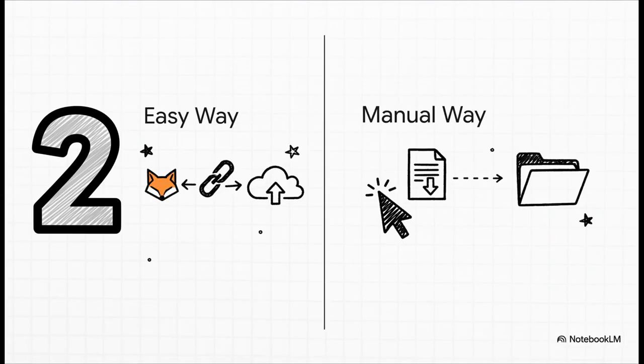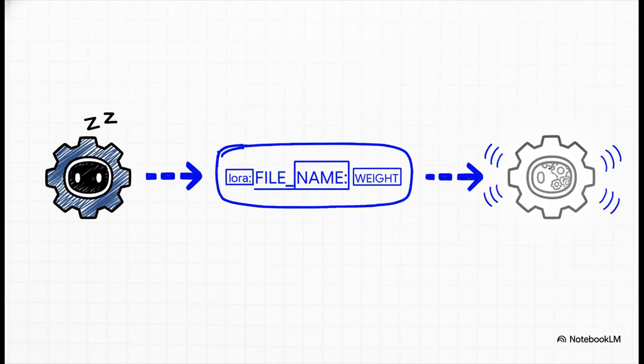Next, you got to get that LoRa file into your platform. A lot of services now make this super easy with a direct integration. You just paste the Civit.ai link and you're done. If not, it's just as simple as downloading the small file and dragging and dropping it into the designated LoRa folder in your web interface. It's really that easy.